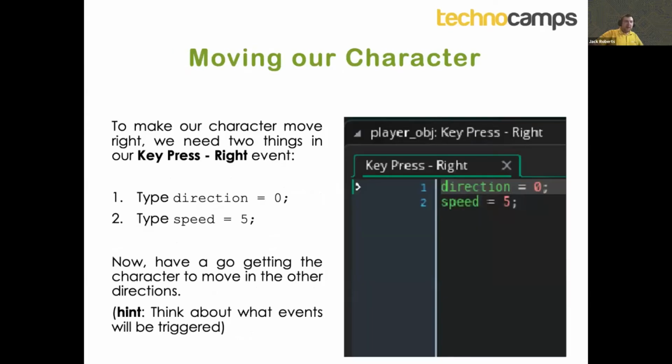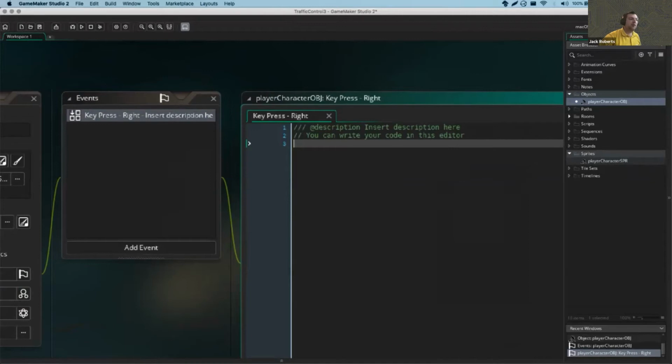But moving our character, we're going to do two things to actually make the character move. First, we're going to set the direction to right. Then we're going to set the speed, and we're going to do that with the speed built-in variable. We're going to set the built-in variable speed to 5. If you're already way ahead of me, have a go at thinking about what I need to put in to get it to go the other directions. But for now, we're just going to do direction and speed for key press right.